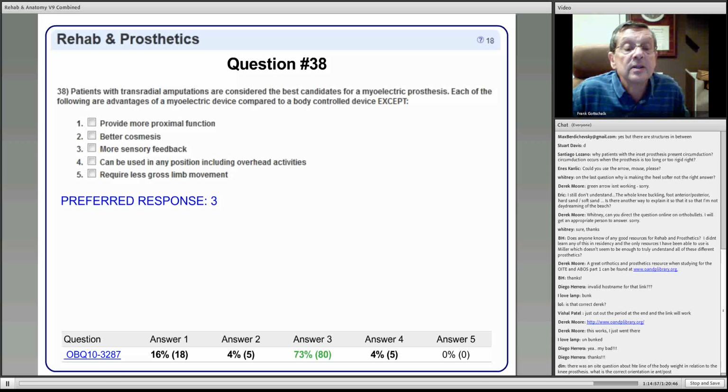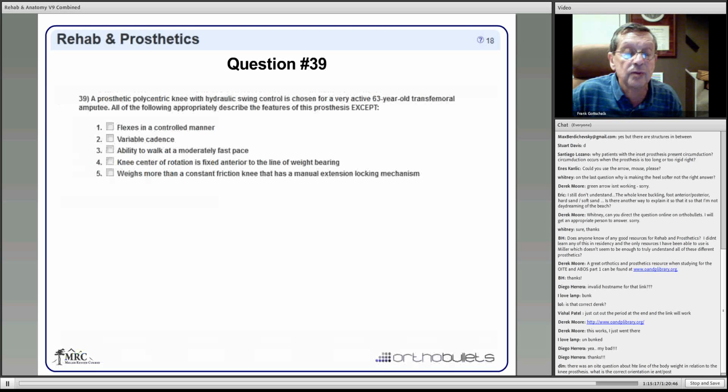So the correct answer for this one was number 3. None of these prostheses, whether they be myoelectric or body powered, have any kind of sensory feedback. Now, some of you answered number 1, provide more proximal function. That is not correct as far as this particular question is concerned.